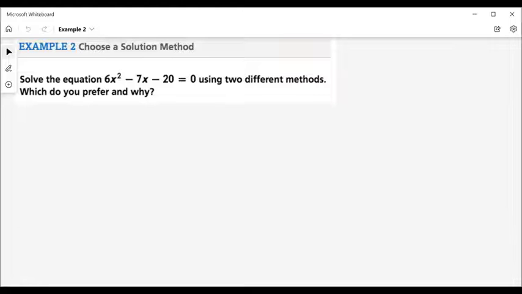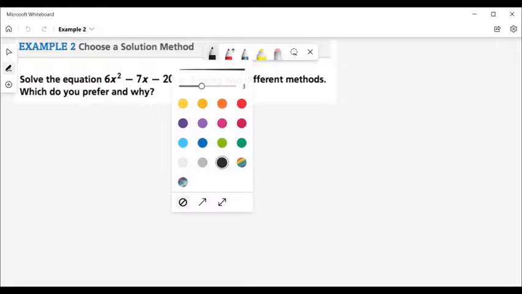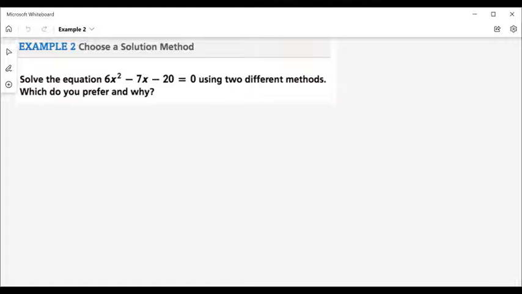In example 2, they're asking us to solve the equation using 2 different methods. And then it's asking which one you prefer. Myself personally, I like factoring because I like puzzles, but if that's not you, then that's understandable. So I'm going to solve this equation first by factoring. That means I'm multiplying 6 times 20. I get 120, and I'm looking for factors of 120 that will subtract to give me 7. And I think it's 15 and 8.